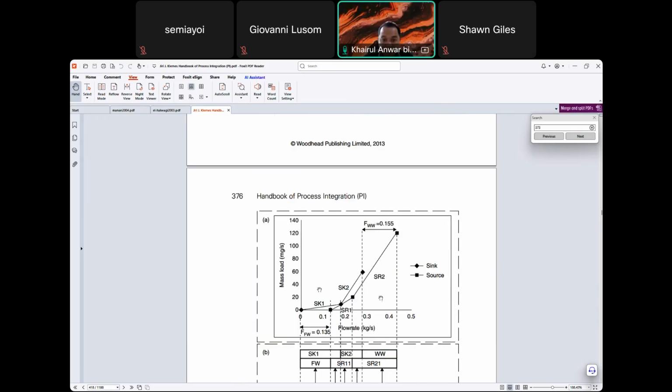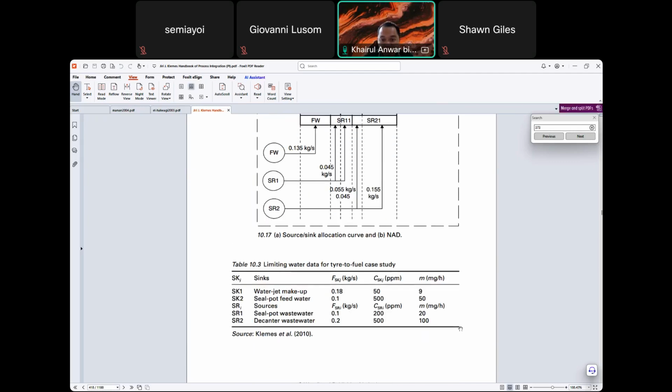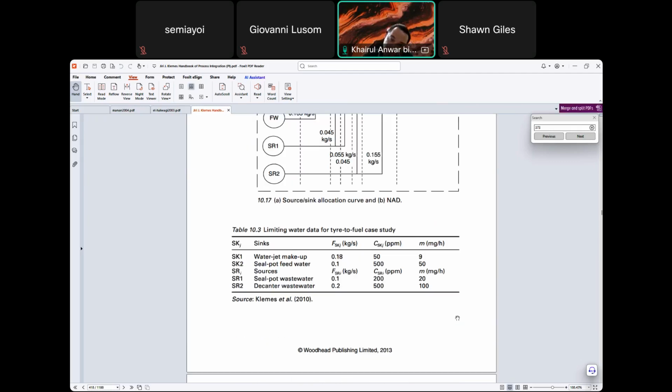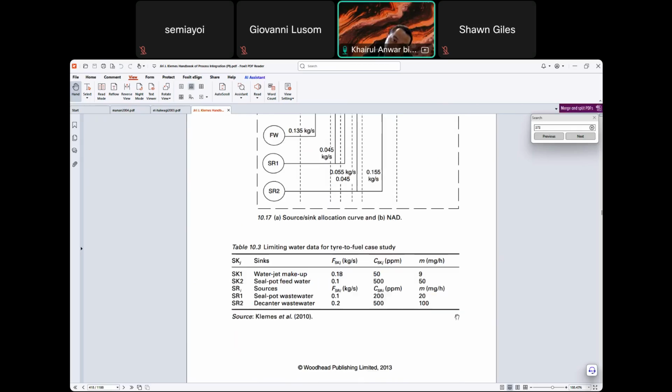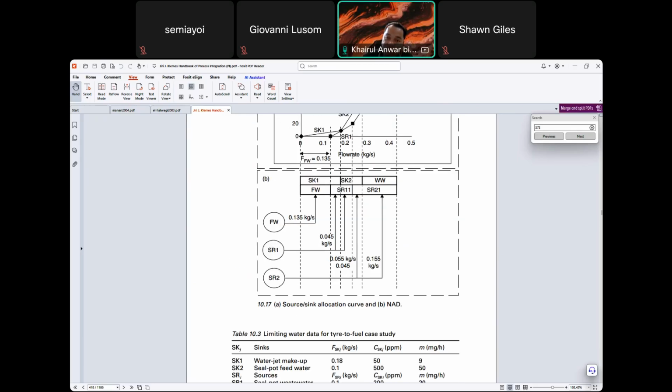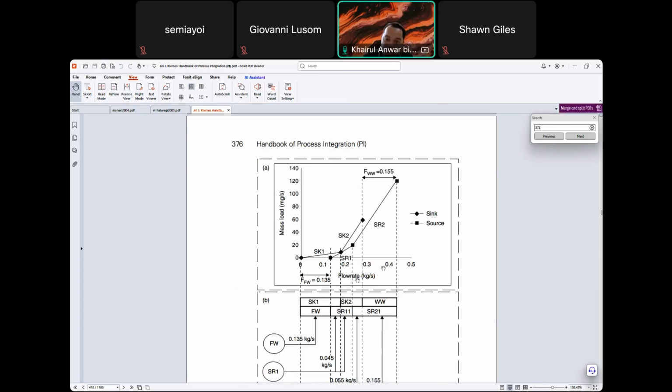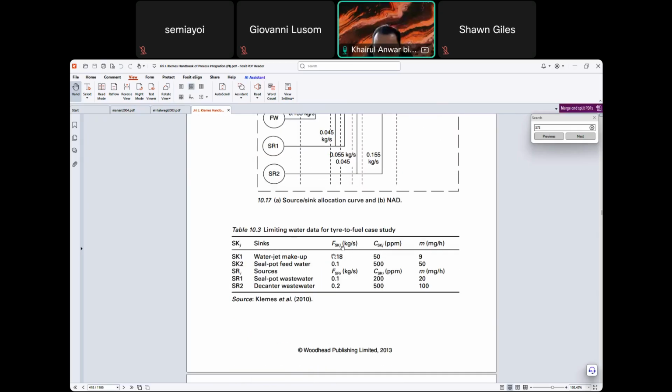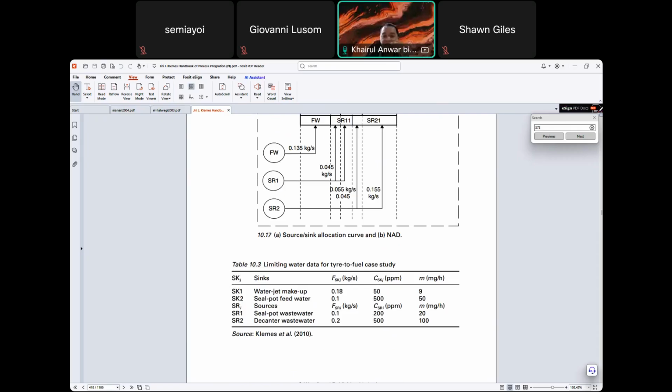Transfer this information to the waste load versus flow rate. So mass load here is mg per second. So here we need to change the unit per second. This one is kg per second. Is it kg? Okay, this is kg per second.